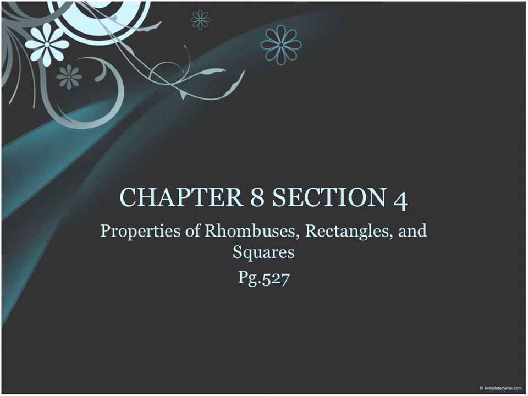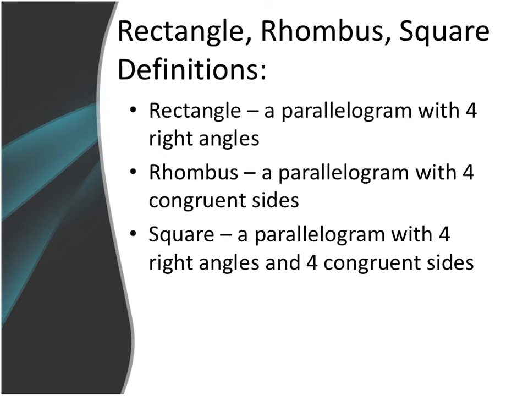So we went from polygons to parallelograms, which have 4 sides, to now these specific types of polygons: rhombuses, rectangles, and squares. By definition, a rectangle is a parallelogram with 4 right angles. A rhombus is a parallelogram with 4 congruent sides. And a square is a parallelogram with 4 right angles and 4 congruent sides.